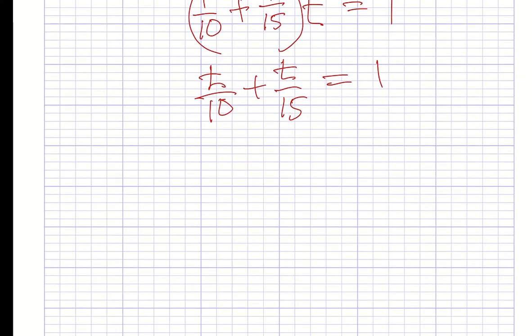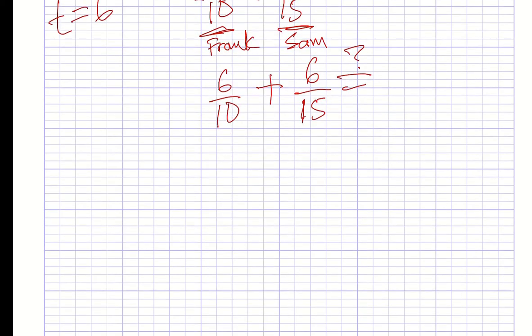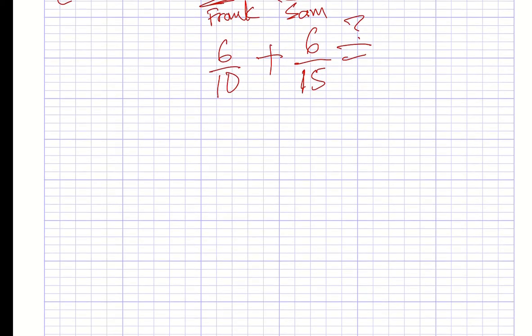Now, look at our t. You put our t in there. This is for Frank, and this is for Sam, okay? You see that there, right? So you put t, we have t equals 6. That's what we found. Then Frank is 6 over 10, Sam is 6 over 15. Okay, so the question is, is it equal to 1 job? Okay, so let's solve that. What is that?